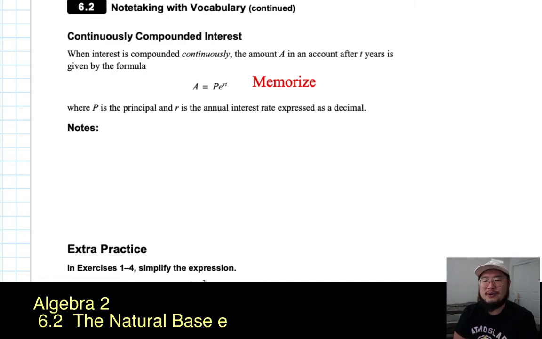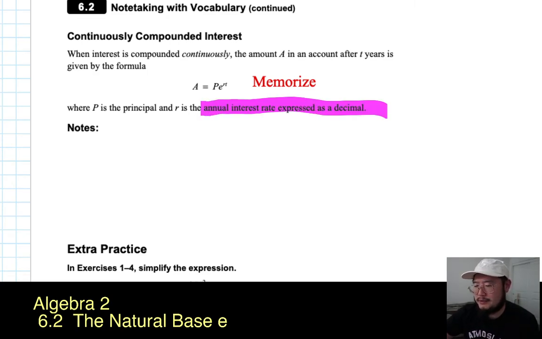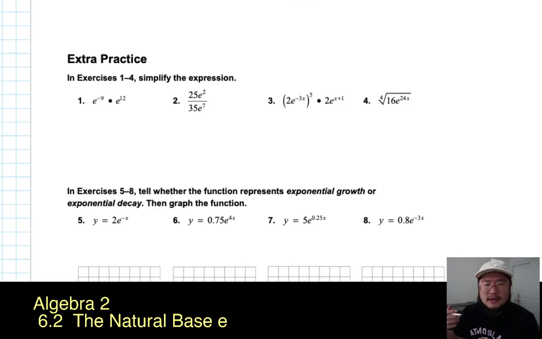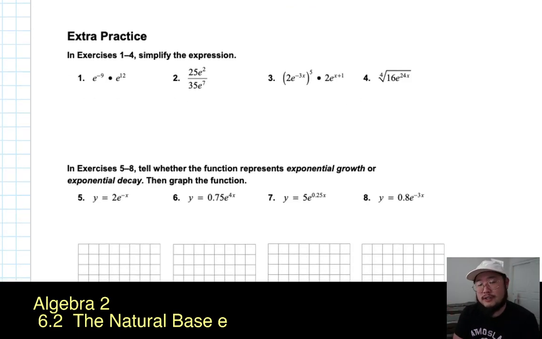All right, so let's take a look at some practice examples here, and we're going to start off by simplifying expressions. We simplify the expression as long as we looked at all this stuff in chapter 5. As long as the bases are the same, you can add, subtract, multiply, divide these exponents, but they have to have the same base.